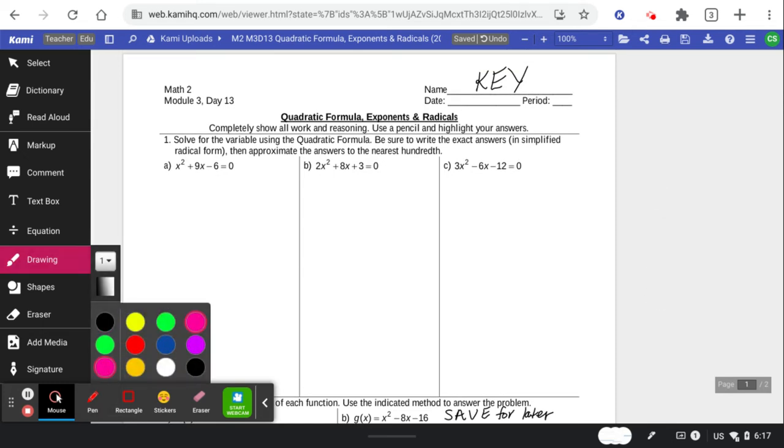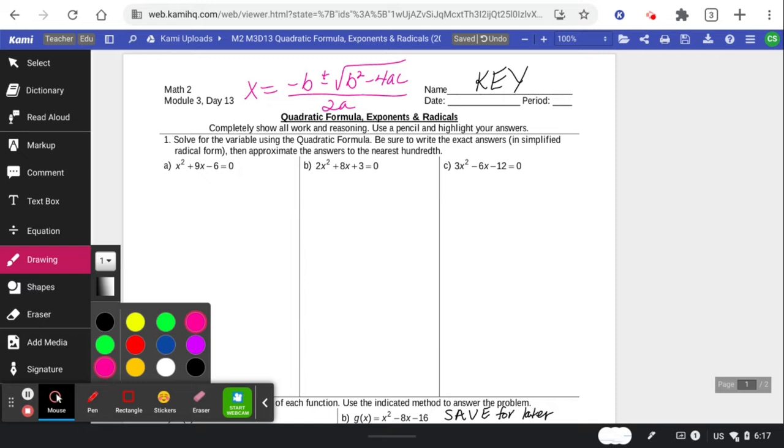We are starting with the quadratic formula, yay! That means you're going to need this big old formula: x equals negative b plus or minus the square root of b squared minus 4ac, all over 2a. Okay, there it is. I sang it. I'm going to sing it every time to annoy you guys so that hopefully it gets stuck in your brain.